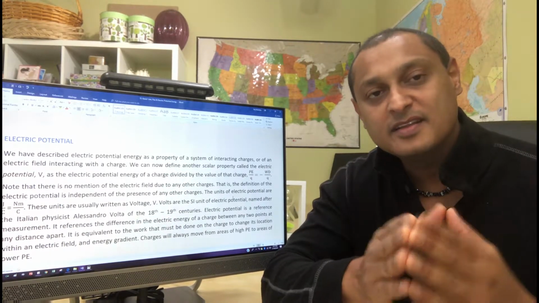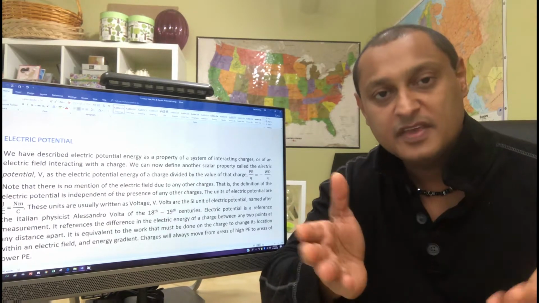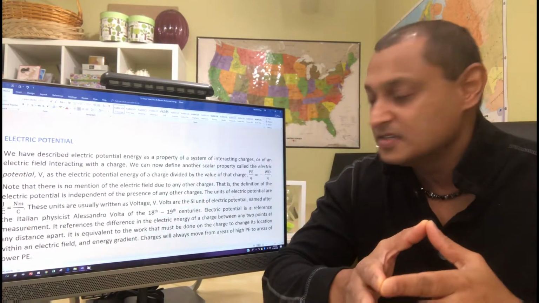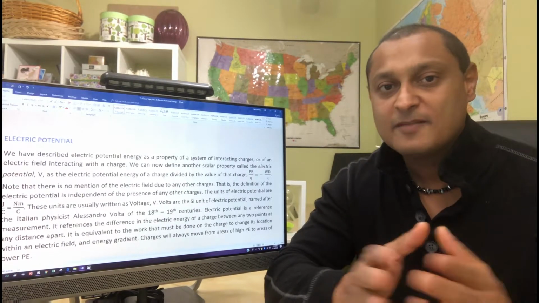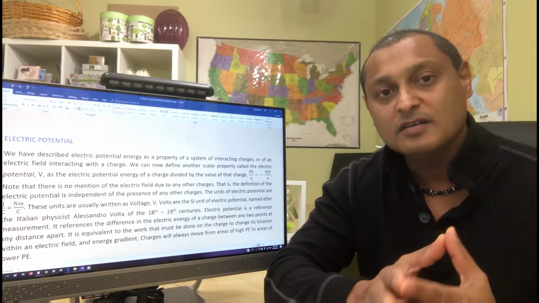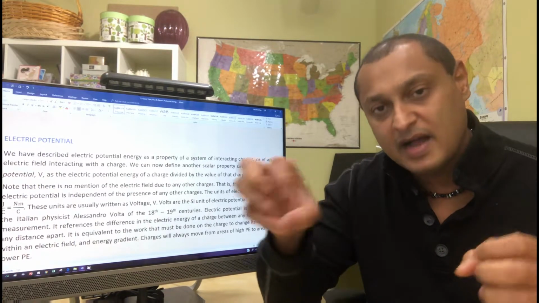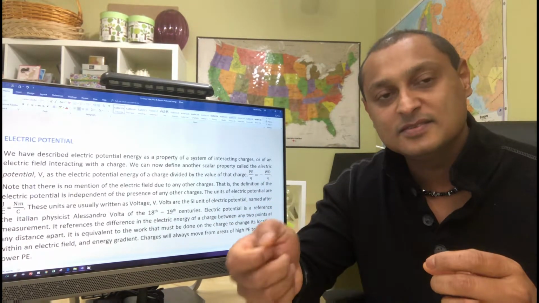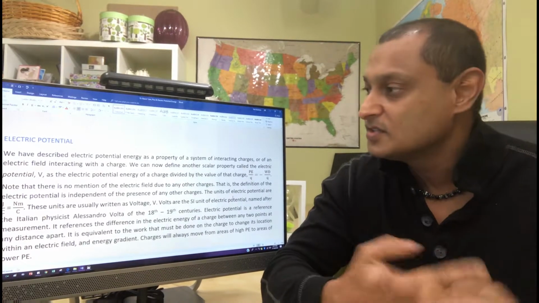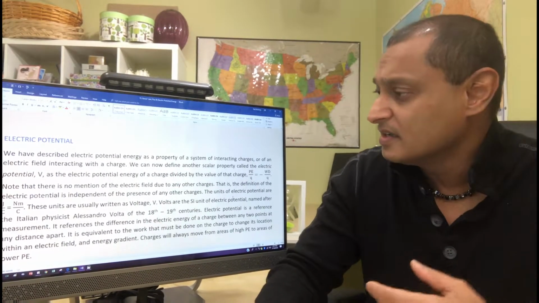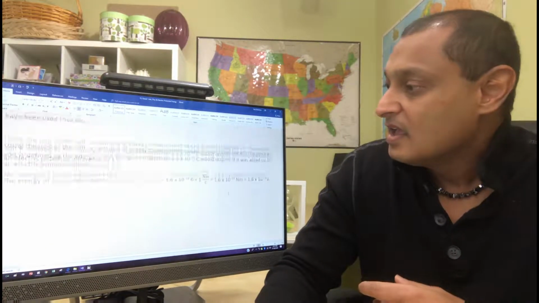The reader might know it as voltage. V is typically used to represent voltage, like a 9-volt battery or a 12-volt battery. So this is what voltage is all about. It's the ratio of the work done on a charge by the electric field divided by the magnitude of the charge itself. And this is the definition of the voltage, right? Or the electric potential in more scientific terms.